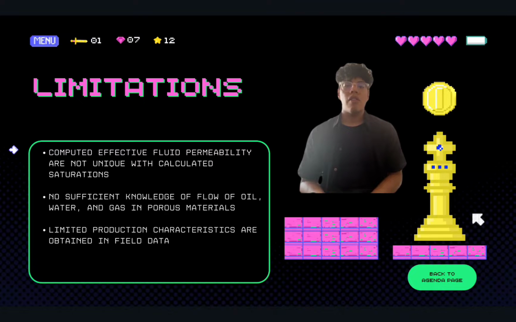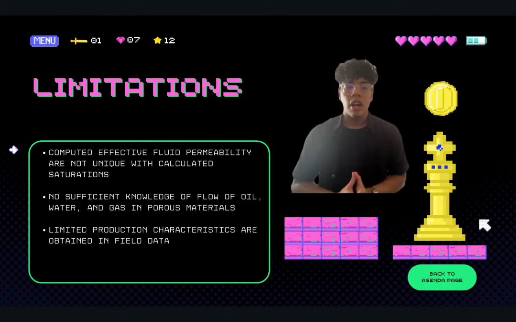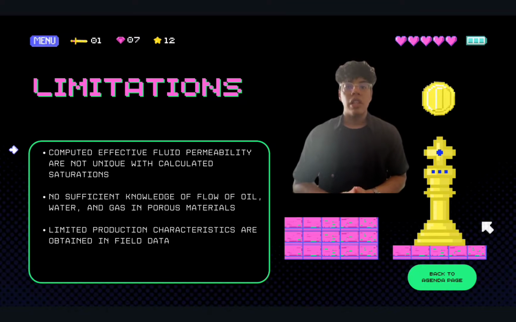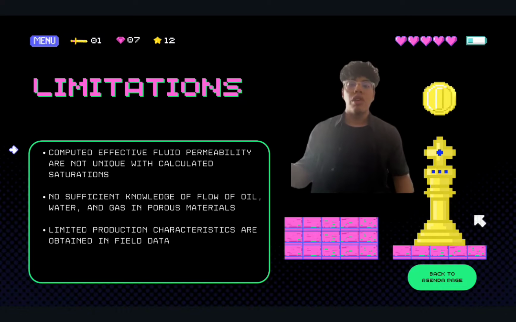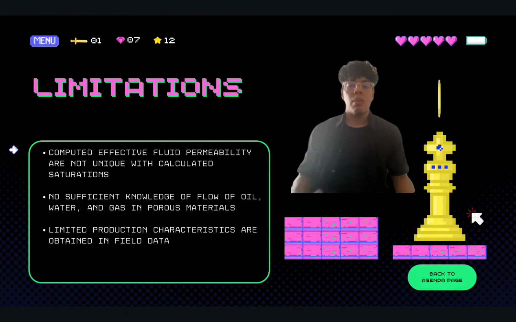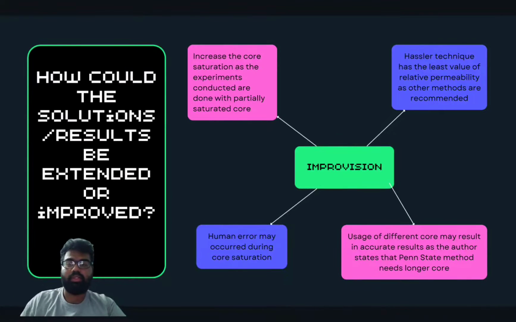And third, production characteristics of only certain processes are obtained from field data, and these are not available at the beginning of the reservoir producing life, at which time they are desirable. Thank you. The next part is about how the solution or result could be extended or improved.